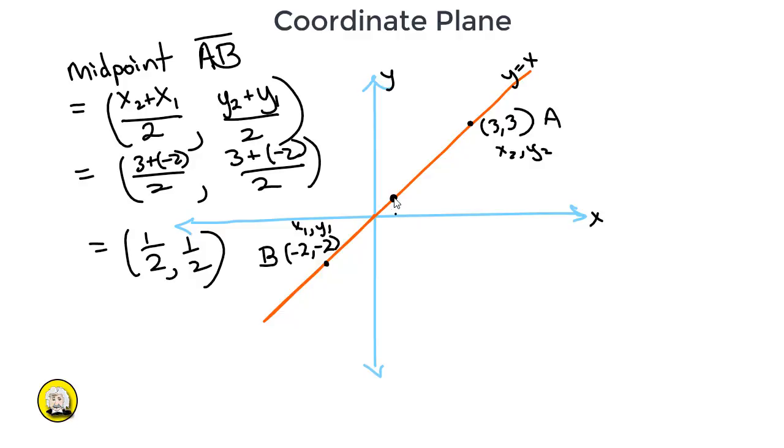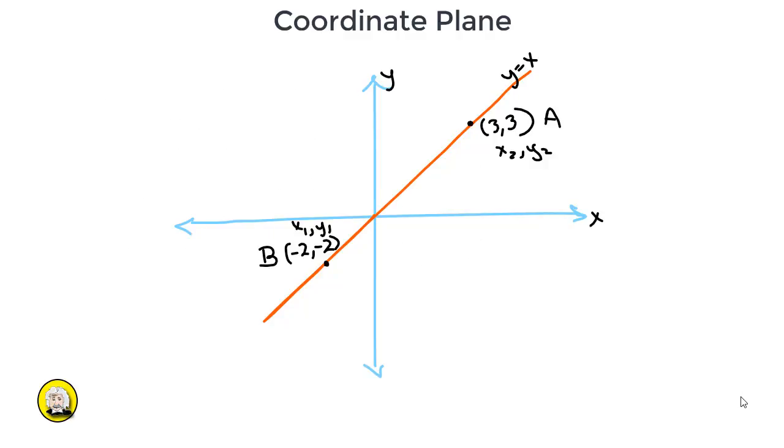And I can even graph that on my line, and sure enough, that does appear to be the point exactly in between point A and point B, my midpoint. And with the dashed lines, we can show it really is kind of the halfway point along the x and the halfway point along the y. Therefore, it's the halfway point along my line.